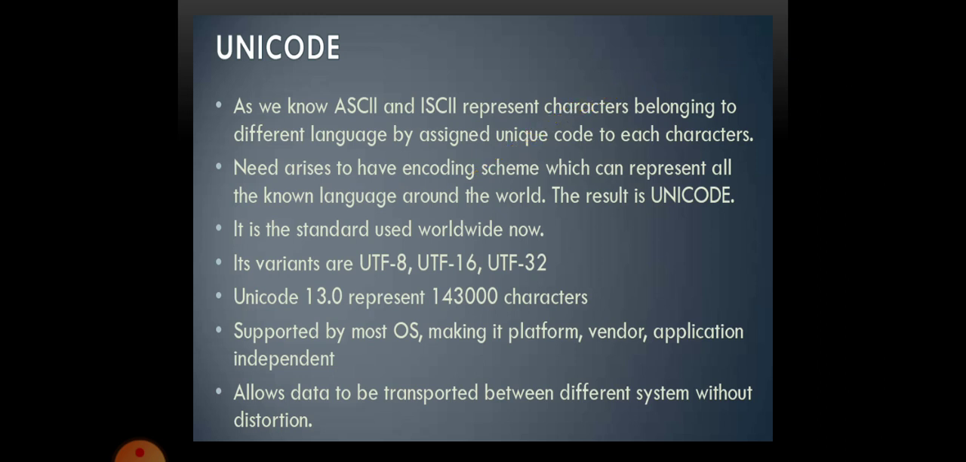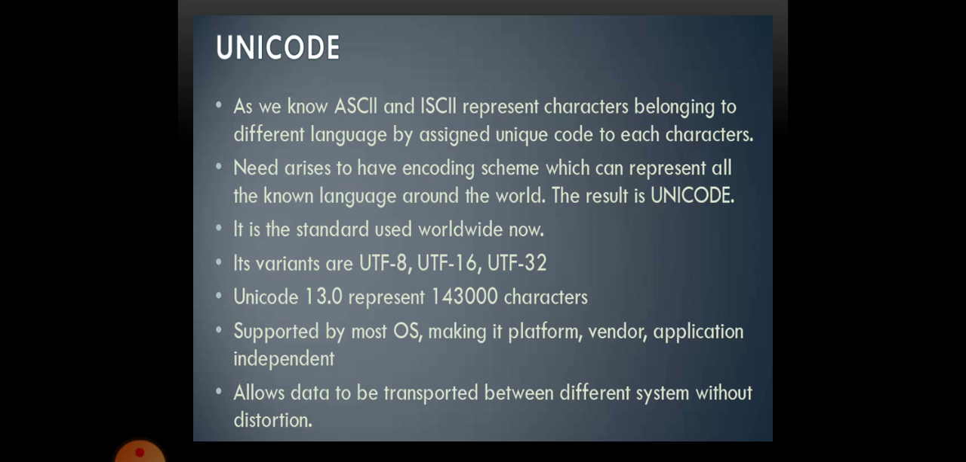As we know, ASCII and ISCII represent characters belonging to different languages. Now the need arises for an encoding scheme which can represent all the known languages around the world. The result is Unicode, which assigns a code to each character. It is the standard code used worldwide nowadays. Its variants are UTF-8, UTF-16, UTF-32.